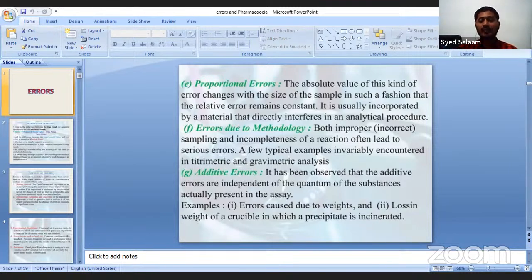Coming to indeterminate error. Whatever we have discussed here, like additive error, methodology, proportional error, constant error, reagent, instrument, and person, all are systematic. It means if you take a very good person, an expert of that procedure, and the instrument you're using, all of them are standard.